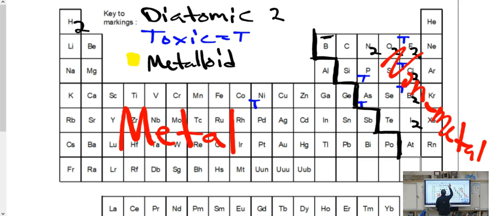Nope, that's supposed to be a highlighter. Hold on.